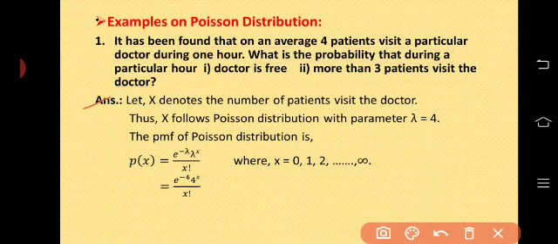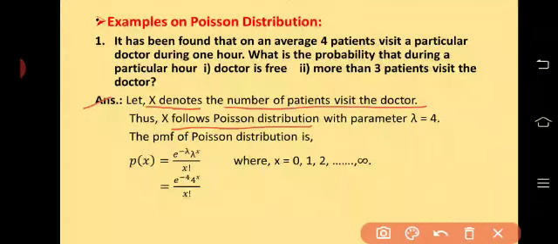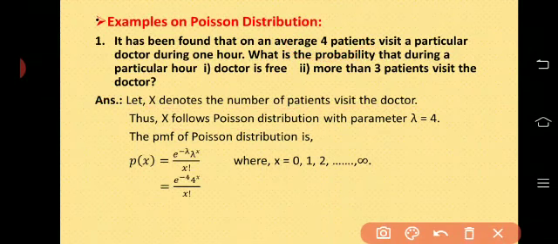Now in the solution, we will denote by X the number of patients who visit the doctor. Therefore, X follows a Poisson distribution with parameter lambda equal to 4. Because it is given in the question that on an average 4 patients visit the doctor, the mean of the Poisson distribution is given, which means lambda is equal to 4.